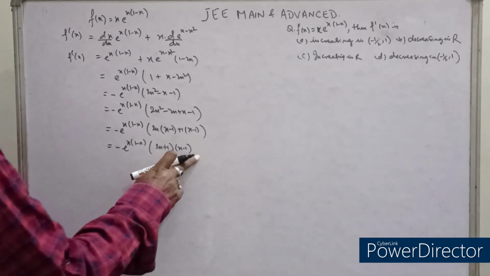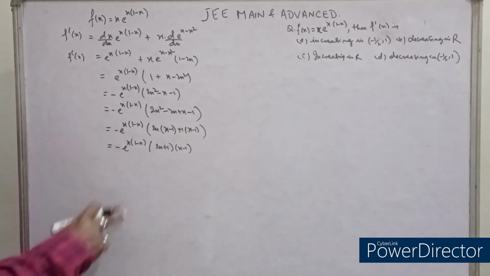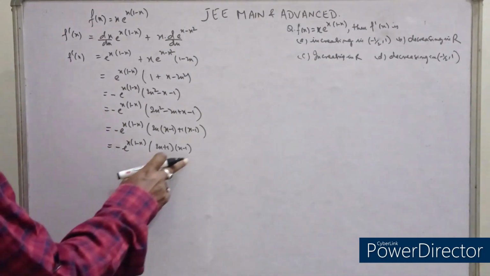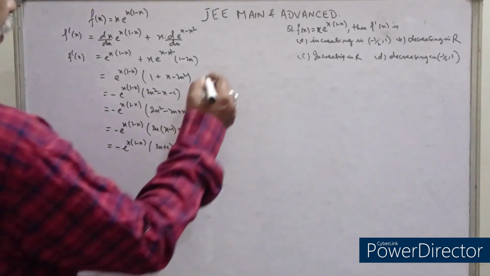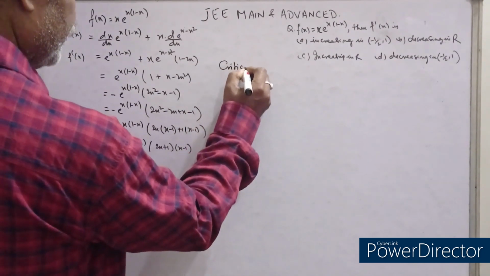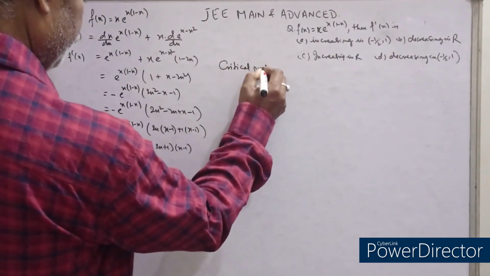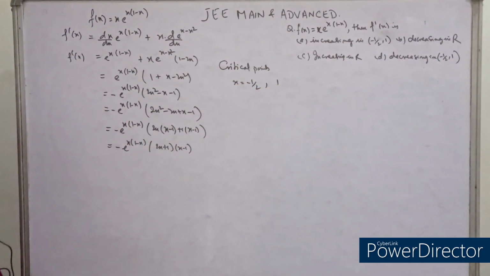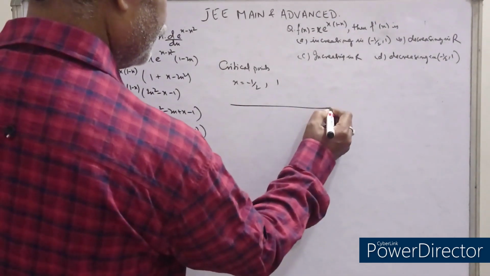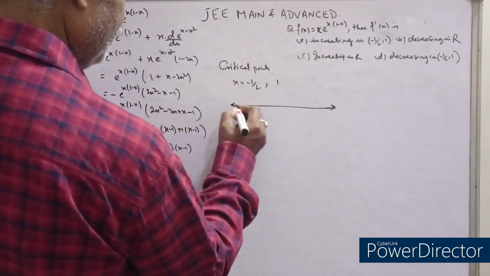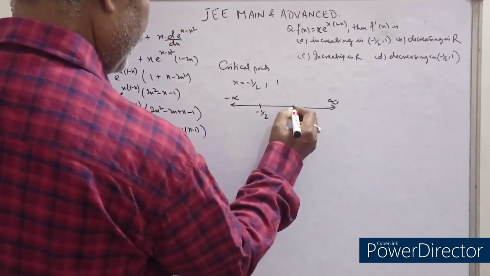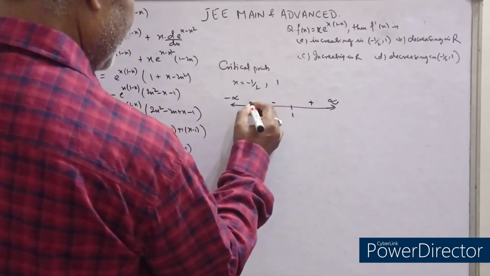So now for the decision, to find the critical points, this will be the decision maker, because this will be anytime positive. So this is the decision maker. So your critical points are x is equal to minus 1 by 2 and 1. So when I draw the number line here, from minus infinity to plus infinity, minus 1 by 2, and here this is 1, plus minus plus.